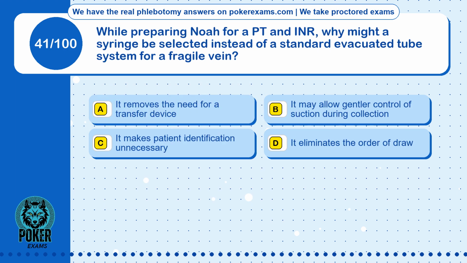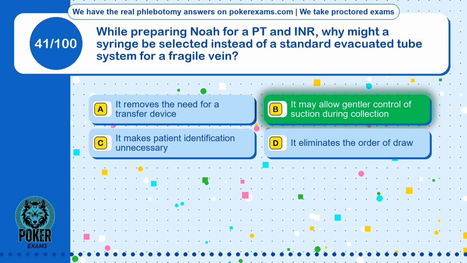Question 41. While preparing for a patient, why might a syringe be selected instead of a standard evacuated tube system for a fragile vein? Option A. It removes the need for a transfer device. Option B. It may allow gentler control of suction during collection. Option C. It makes patient identification unnecessary. Option D. It eliminates the order of draw.